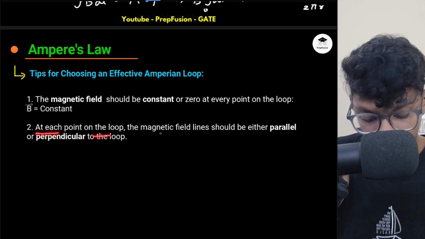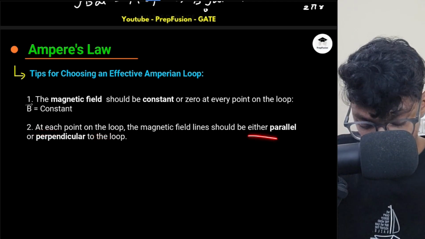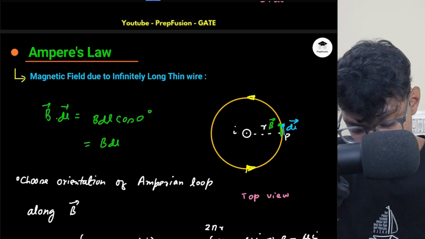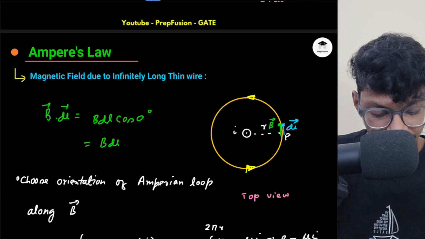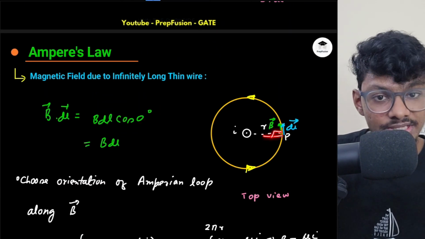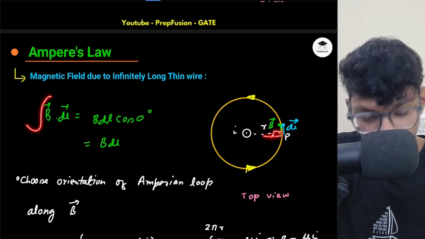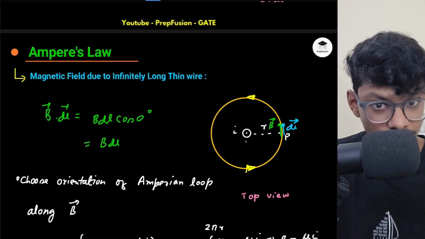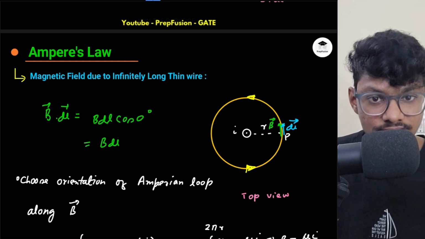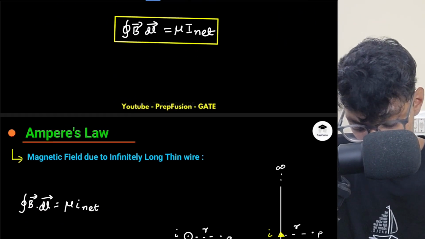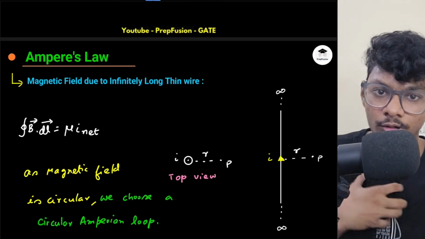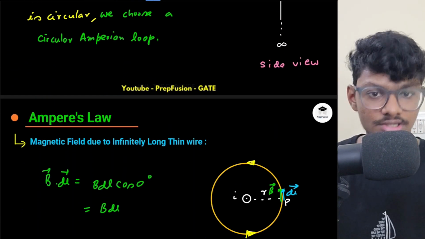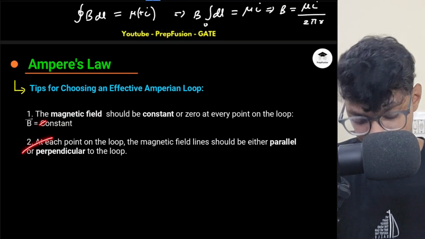At each point of the loop, the magnetic field lines should be either parallel or perpendicular to the loop. Why should it be parallel? Parallel means in the same direction, then cos 0. Perpendicular means 90 degrees, which means the integration will simply be 0. So either it will be 0 or it will simply be B dot dl. Nothing else, right? If it is something else, then this computation will be very, very difficult, and we want to make our life simpler, not difficult. So we will ignore Ampere's law and use something else. Use Ampere's law only in these two cases, as explained.